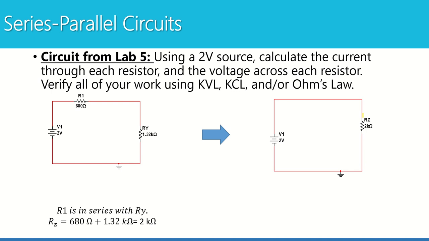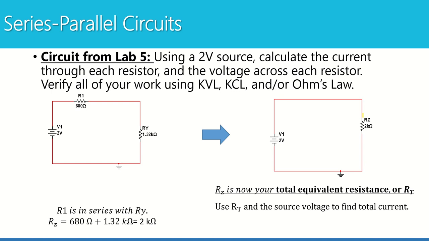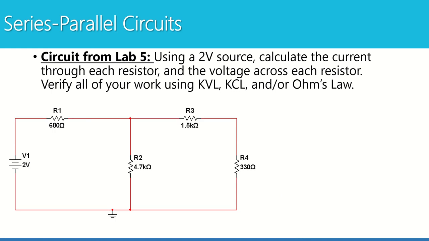I now have one resistance left in the circuit, and I know that that is my total equivalent resistance, or RT. Now I'm going to use Ohm's law to find the total current in my circuit. So in this case, we get 1 milliamp. So there's my total current.